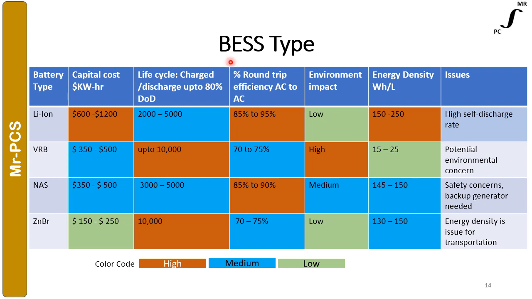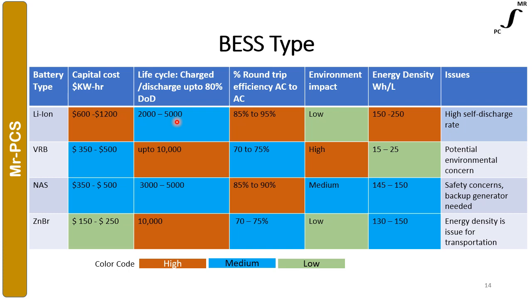This slide analyzes the technologies from investment, efficiency and limitations points of view. Three colors are used to get a feel of high, medium, or low impact or intensity. Lithium ion is the most expensive option, around $600 to $1200 per kilowatt hour, as compared to vanadium redox or sodium sulfur or zinc bromine.